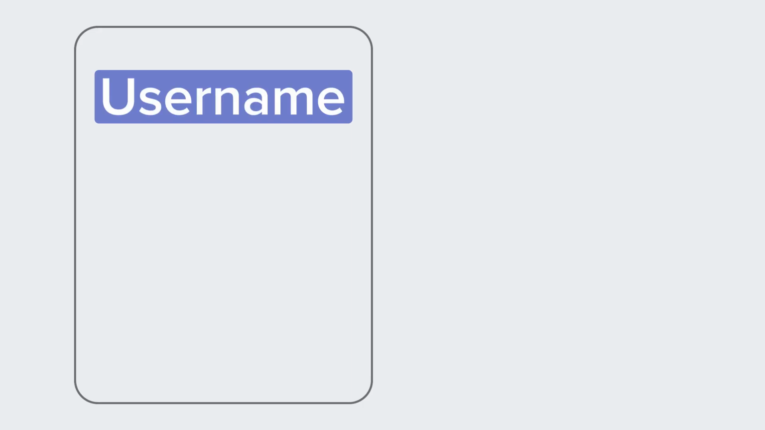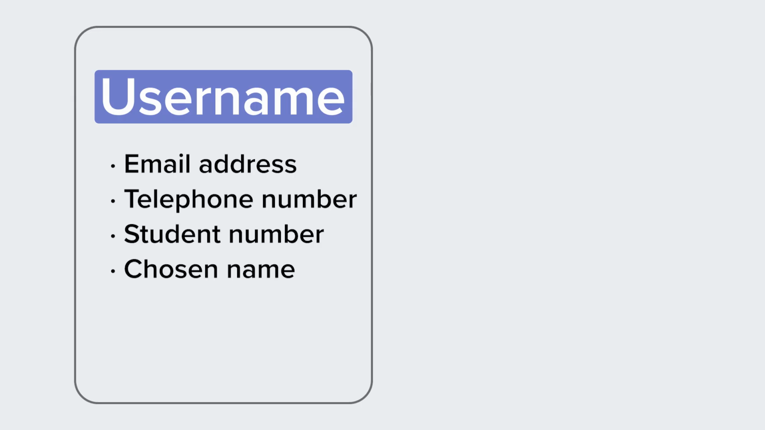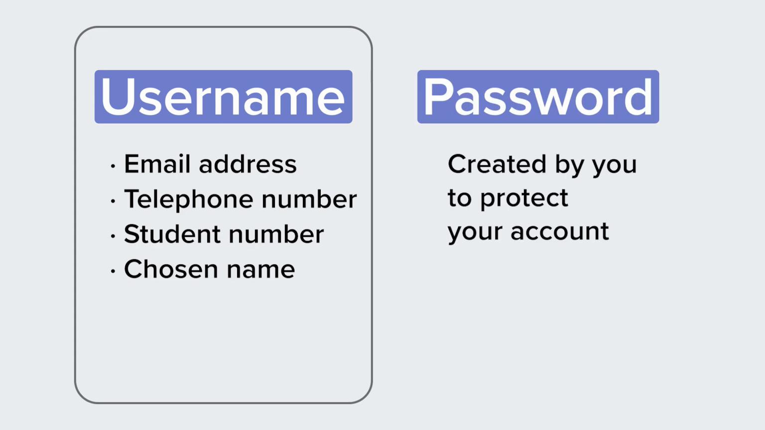A username is how a system identifies you. It may be your email address, telephone number, student number, or a name you created. The purpose of a username is identification. A password is different. A password is used to protect your account. Sometimes a system gives you a temporary password. You use it once, and then you create your own password.